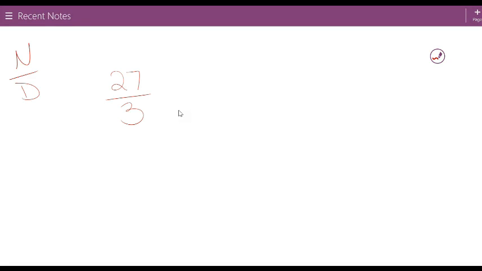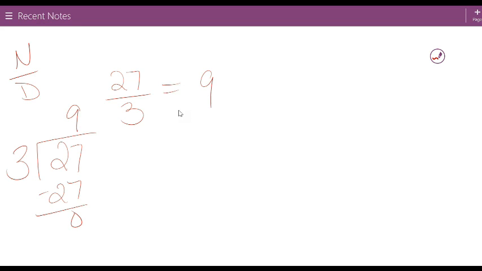Now, to change an improper fraction into a mixed number, we're going to divide the numerator by the denominator, exactly what it looks like. So 27 divided by 3 is going to give us 9. Okay, so now we have 9. I think we said we were going to go with eighths. So 9 is equal to 9 over 1. We're going to multiply that by 8 over 8 to get that eighths on the denominator, and that's going to give us 72 eighths.